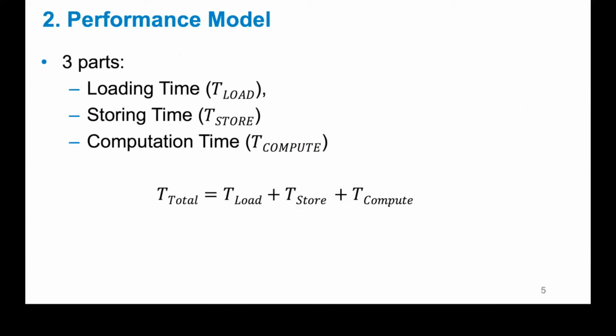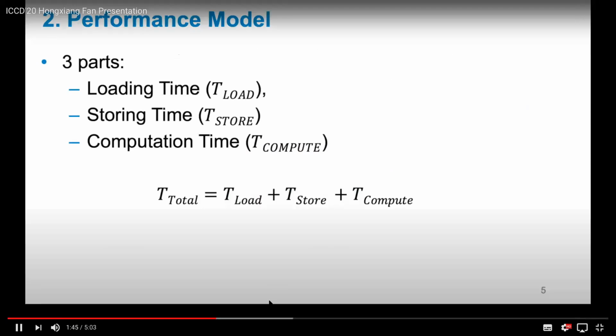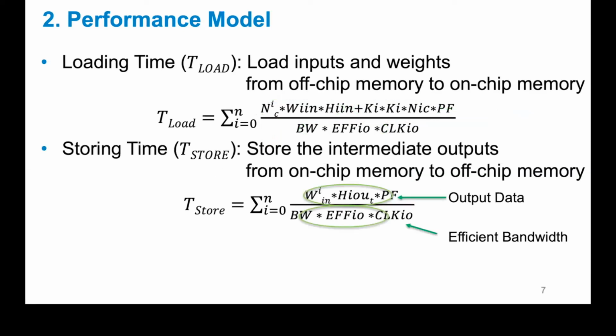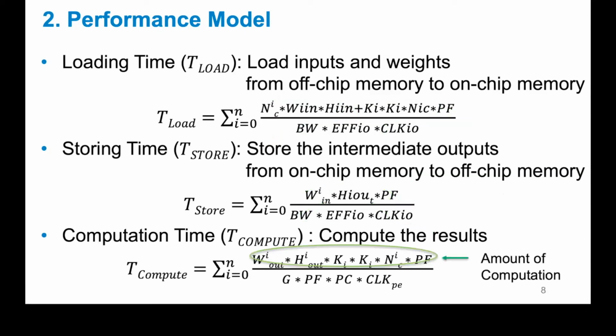Based on the hardware design, now we introduce our performance model, which includes loading time, storing time, and the computation time. The loading time means the time spent on loading inputs and weights from off-chip memory to on-chip memory, divided by the effective I/O bandwidth. A similar formulation can be applied to storing time, which divides the amount of output data by the effective I/O bandwidth. The last term is computation time, which is dominated by the amount of computation.